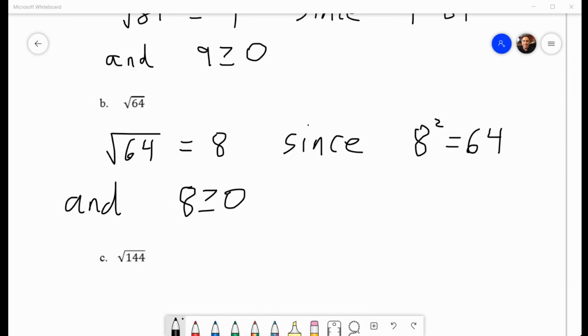Again, it has to be non-negative. It's not enough just to say that its square is 64, because negative 8 squared is 64. So it has to be non-negative. Okay, let's go now to the next one. Let me scroll down a bit.